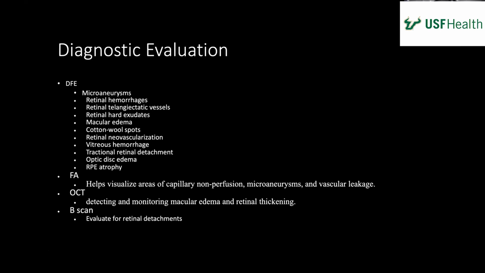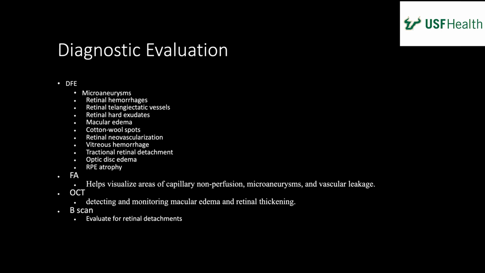Oh, sorry. So FA is also another good tool to have just to check for areas of capillary non-perfusion. And that's usually one of the most consistent findings in radiation retinopathy. You can also check for microaneurysms, hypofluorescence from retinal hemorrhages, and then leakage due to perivascular sheathing, some exudates, or retinal or optic disc neovascularization.